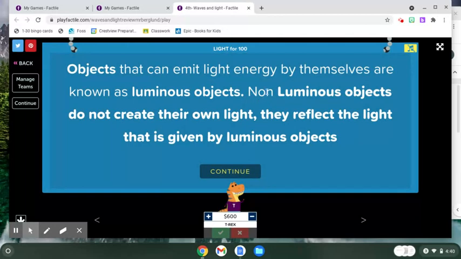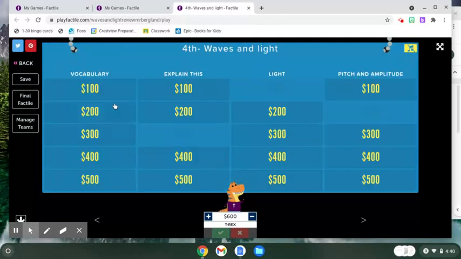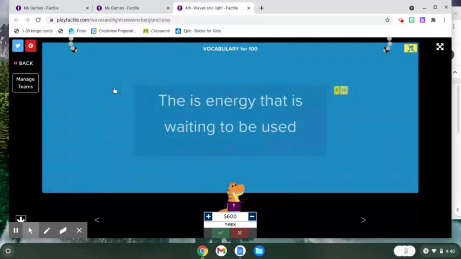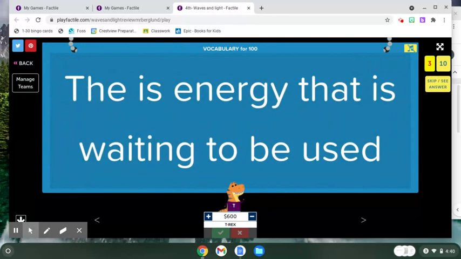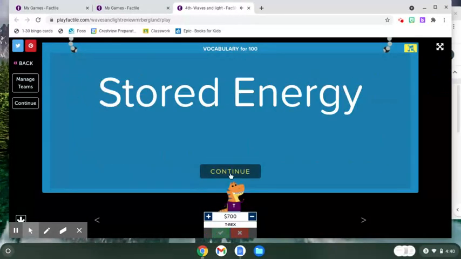All right, so luminous objects are able to emit and give off their own light, while non-luminous objects do not create their own light. They only reflect light. There are more non-luminous objects in the world than there are luminous. Okay? Mr. Bergen, let's do vocab for 100. This is energy that is waiting to be used. What is it called? I hope you said stored energy.